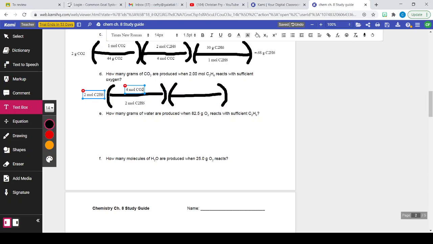Now I'm mole to mole, so now I'm going to do my moles to grams. That means it's going to be 1 on bottom. And CO2, I believe, was 44 grams. Yep. There we go. Equals. Alright, 2 times 4 divided by 2 times 44 is 176 grams of carbon dioxide.